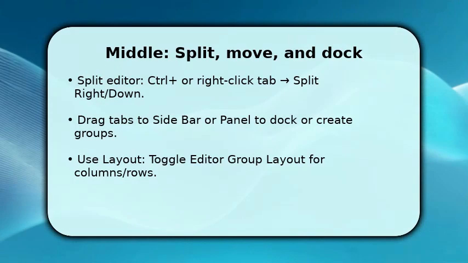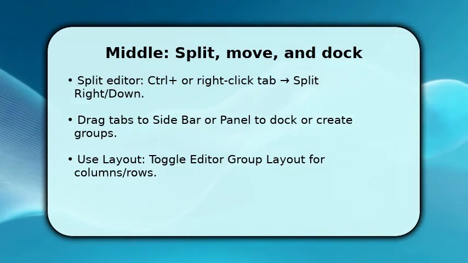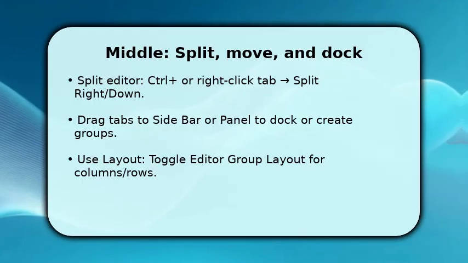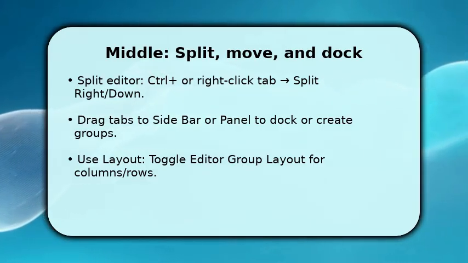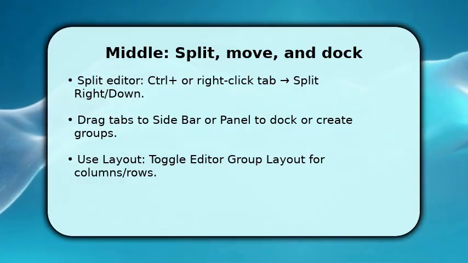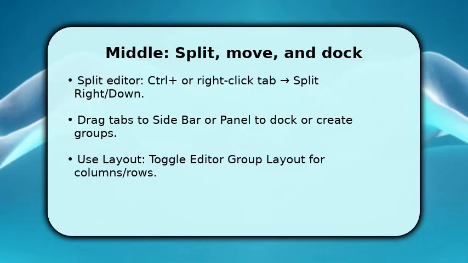Now you split and arrange the editor groups to match your workflow. You can press Ctrl+/ or right-click a File tab and choose Split Right or Split Down. Once split, drag tabs between groups to organize tasks. Use the command palette to run View, toggle Editor Group Layout to switch between columns and rows. Also drag the panel up or down from the bottom to the right to transform layout. This gives you multiple focused areas and preserves window state while you keep working.